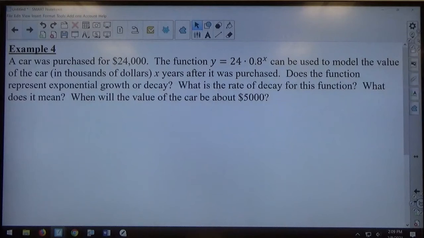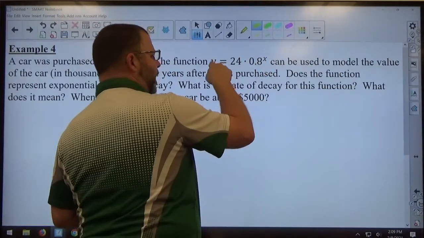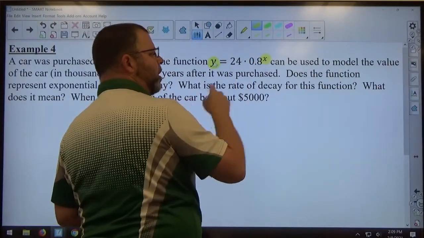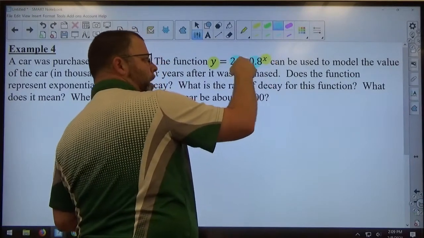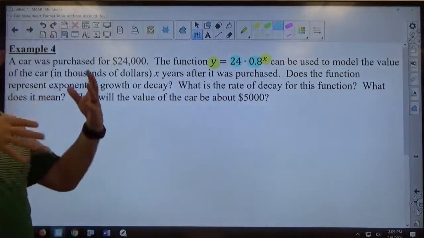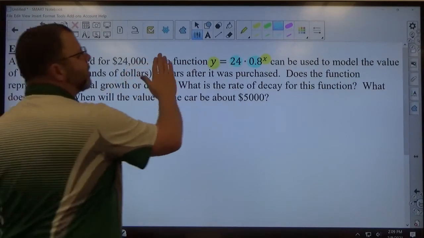Okay, example 4. A car was purchased for $24,000. Function y equals 24 times 0.8 to the x power. Notice the structure here. Again, they're using some different notations of the y and the x instead of a sub t and t, but it's the same facts as before. We have some number to a power being multiplied by a number equals something, right? So it's the same basic structure as an exponential function. And they ask us several things.